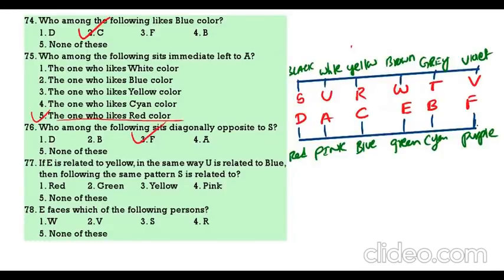F. If E is related to yellow, then U is related to blue. Then similarly S is related to what? Pink. Then see the next one. E is facing which person? W. Option 1 is the correct answer. Next.